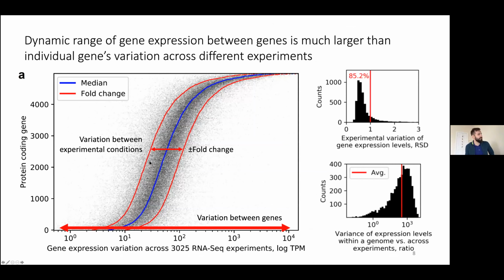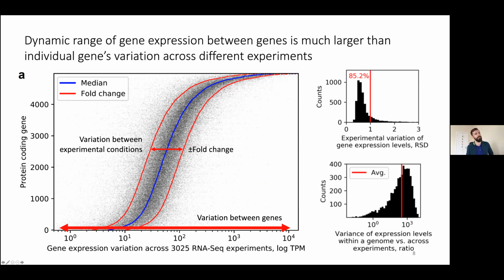This is the cross-experimental variation. These two lines represent the fold change. Two thirds of all the experimental variation lies within just a plus-minus fold change. This is the median value of each gene, and this is gene expression variation across 3,000 RNA-seq experiments. You can see that the variation between the genes is way higher than just experimental variation, and this is true for over 85% of proteins.